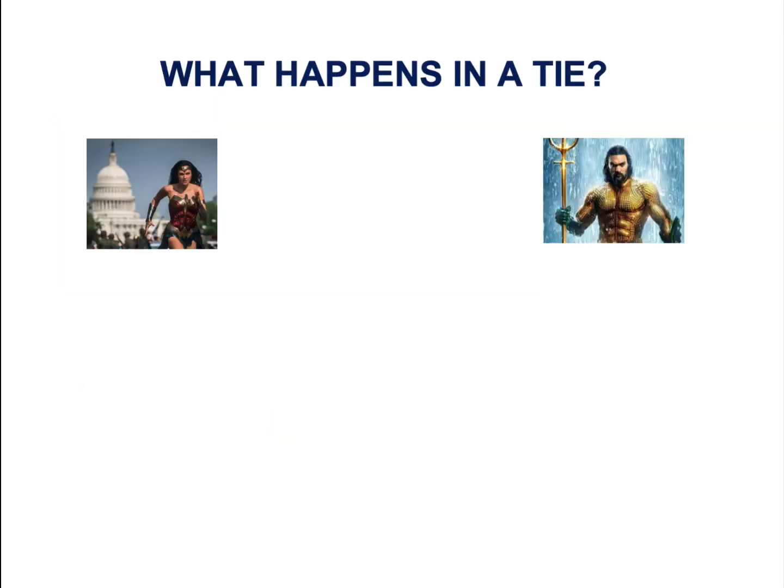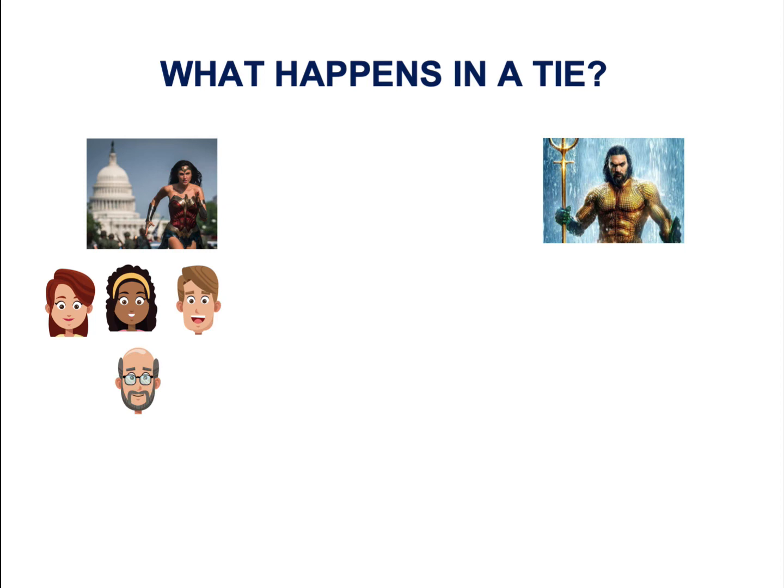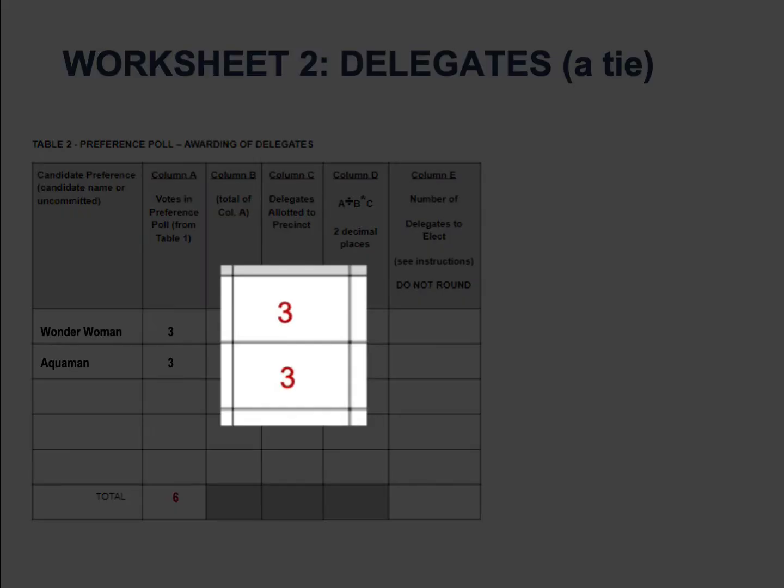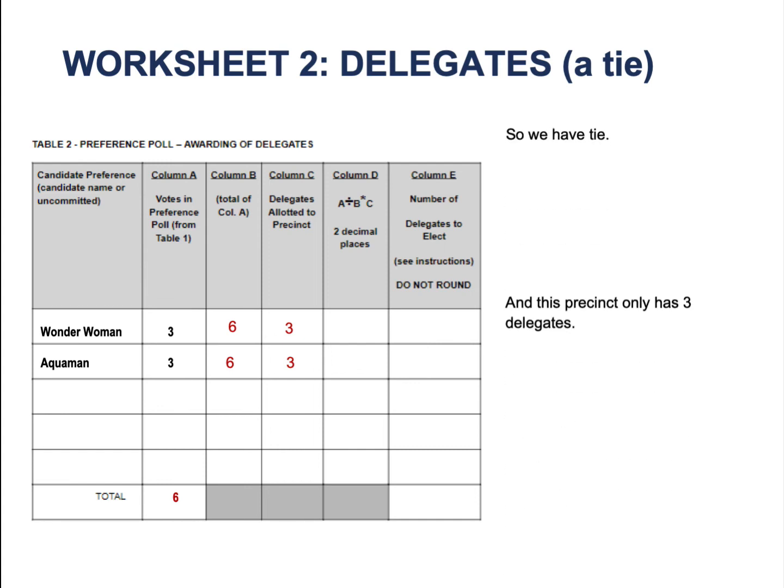But now let's look at a scenario where we have a tie. In this scenario, Wonder Woman still has her 4 votes, but then in the final vote, this gentleman decides to realign with Aquaman, so they're tied 3 and 3. We enter in our count, and in this scenario, to really show you what happens with a tie, our total delegates that we can award is 3. So again, we do the math. 3 divided by 6 times 3 is 1.50, and same for Aquaman.